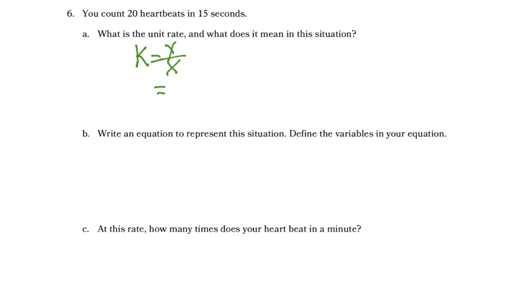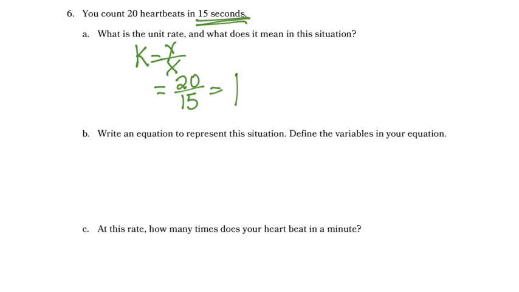How many times does your heart beat in 100 seconds? All of those numbers are going to be time. Time is usually your independent, so it's always going to be your x. So we're going to put 20 over 15. We'll go ahead and do 20 divided by 15. And if you do it as a decimal, you're going to have a repeating decimal of 1.33333.